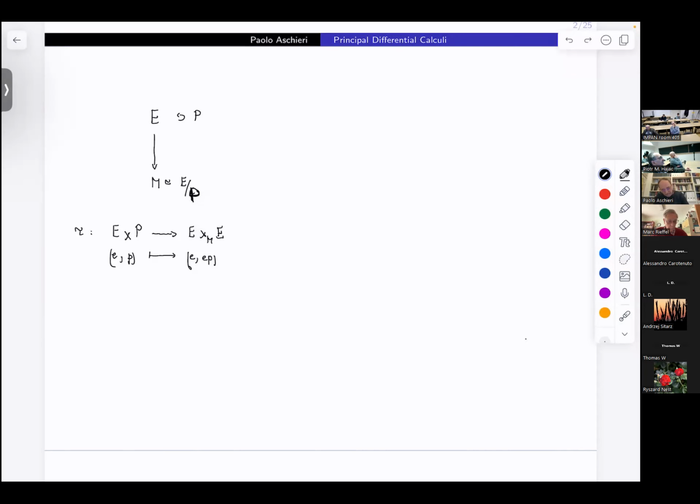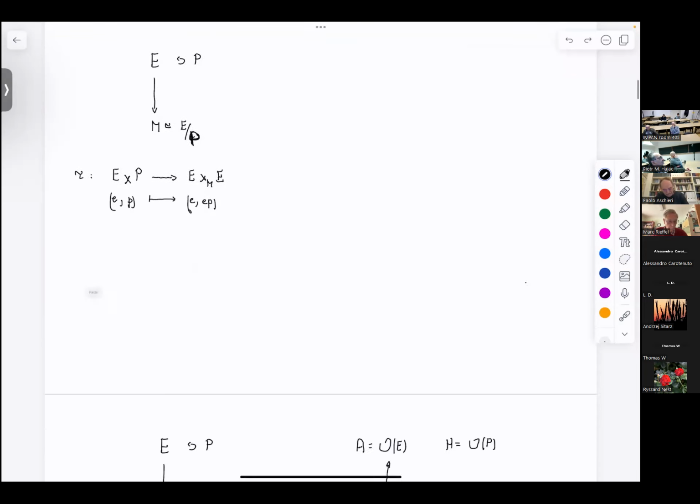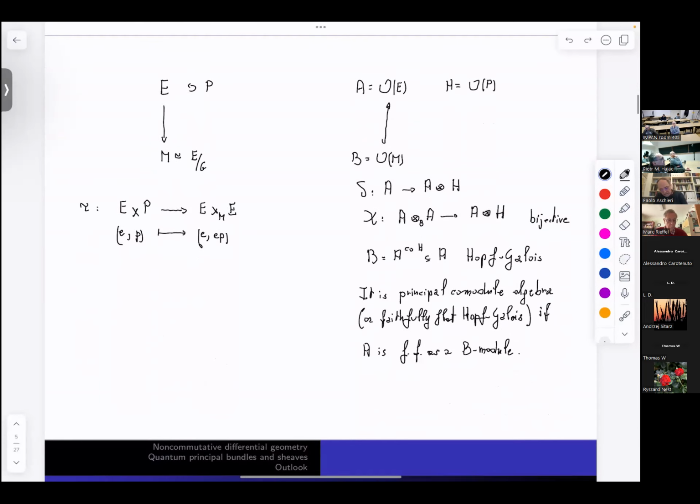Now, let's translate this as usual to the algebraic setting. So the algebra of regular functions on E, I take E an affine variety, I will call it A. Similarly, the algebra of regular functions, polynomial functions on P, will be called H, and similarly on the base manifold M. Corresponding to the action of the group P, we have a coaction that I will call delta or delta A.